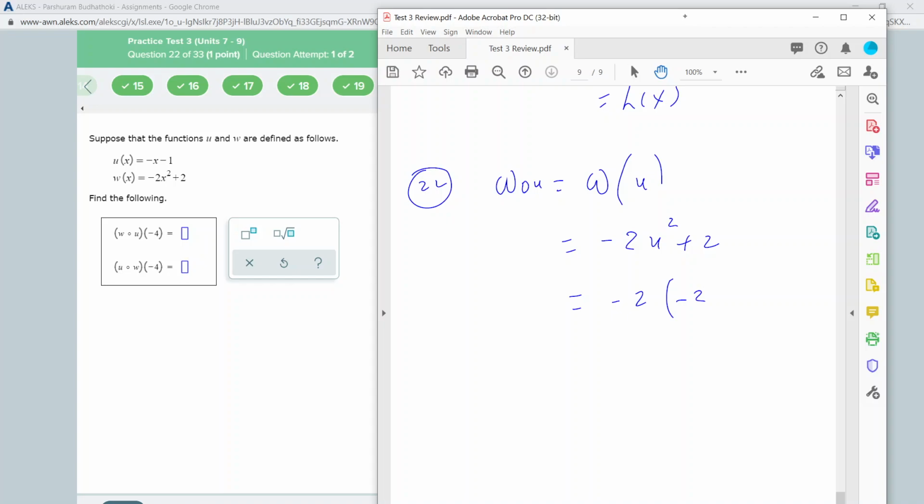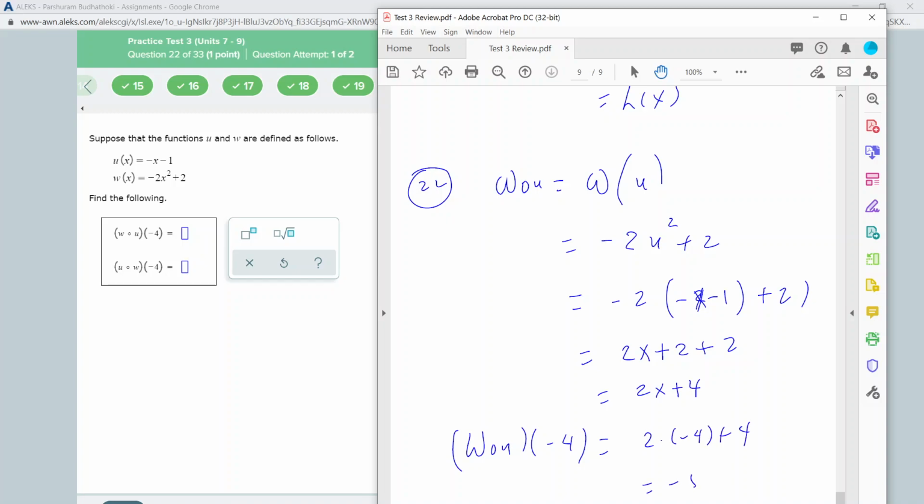Okay, U is actually negative x, -1 plus 2. Now you just distribute -2, that is 2 times x, +2, +2. Finally it is 2x plus 4. So for finding the value of this composition at -4, finally you have to replace x by -4 here. So that will be -8 +4, which is -4. So the answer for the first one is -4.